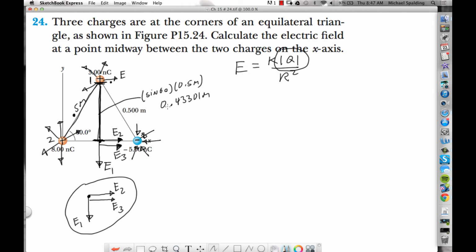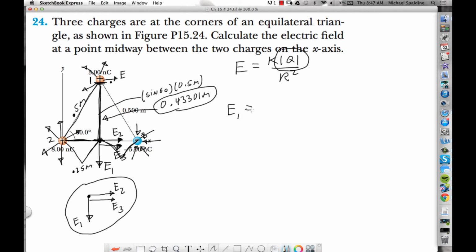meters. Hey guys, don't round these numbers. A very common mistake is to round, like if you were to round that to 0.4, you're going to get rounding error. So just use the whole number. So this is the distance from charge 1 down to the point we're focusing on. What's this distance in here? That's 0.25. Same thing with this distance over here, 0.25.